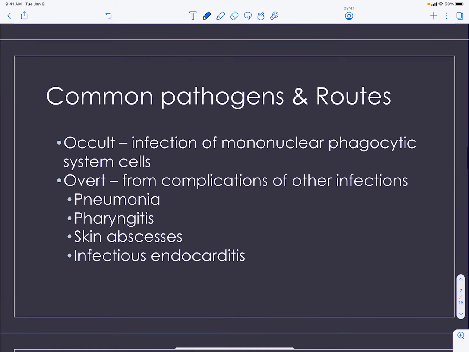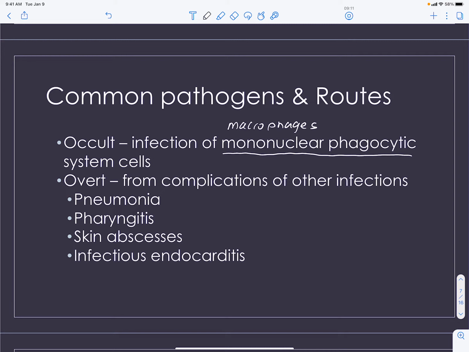Now, as far as how they get in, there are two different ways. We have occult, which means you're going to get infected in our mononuclear phagocytic cells. So these are our macrophages, for example. And then our macrophages will travel to the central nervous system and will carry with it that infection and bring the infection across the blood-brain barrier, for example, and into the brain.